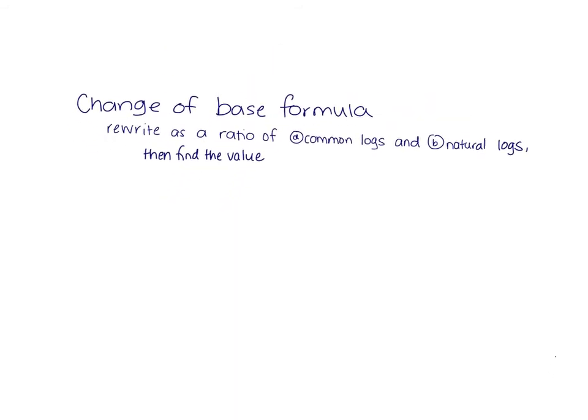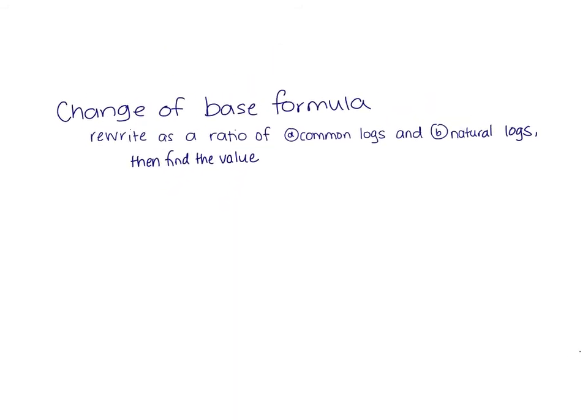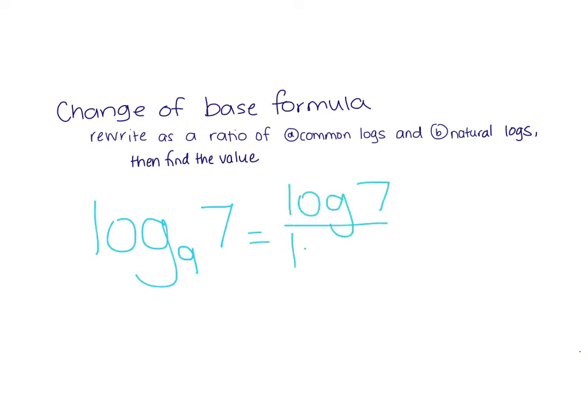Okay, also in 3.3 was the change of base formula. So directions are going to say rewrite as the ratio of common logs and natural logs and then find the value. So if I said something like log base 9 of 7, the common logs would be log of 7 over log of 9. And the natural logs would be ln of 7 over ln of 9.